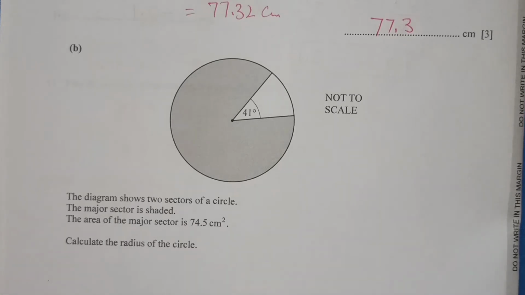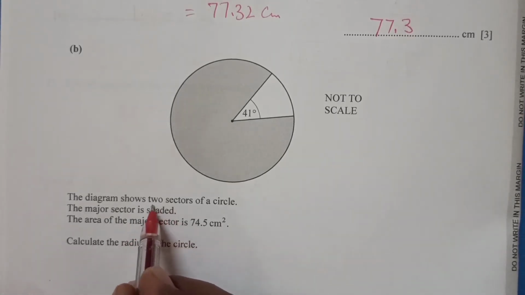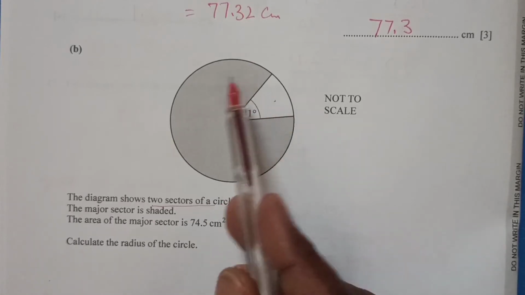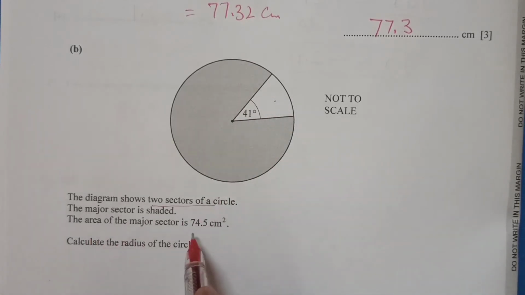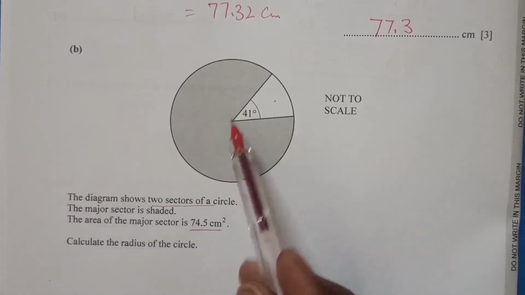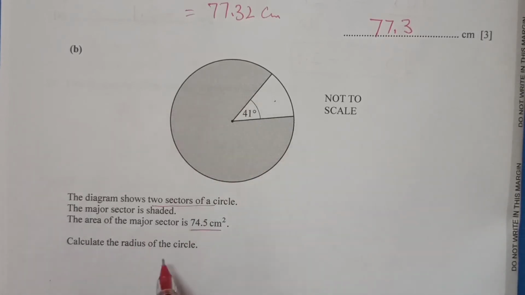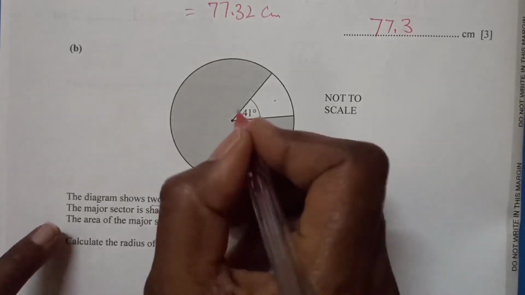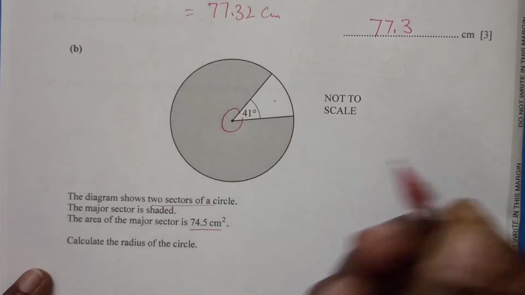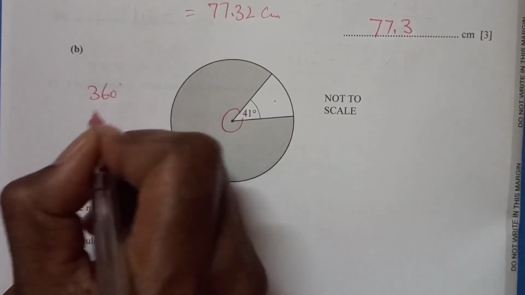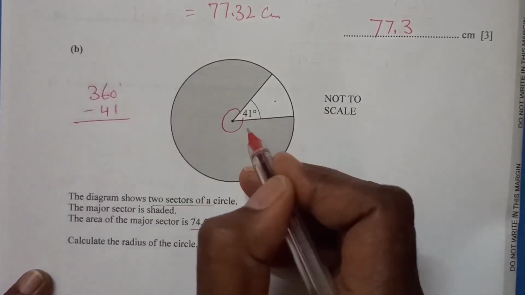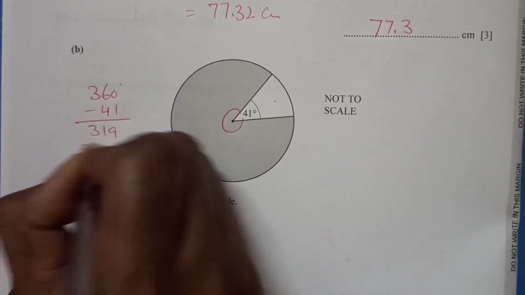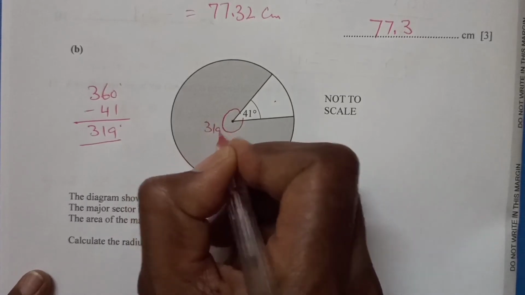We have some shaded part. The diagram shows two sectors of a circle. We have two sectors. This is minor and this is major. The area of the major sector is 74.5. This shaded part. Calculate the radius of the circle. So again we need to know this angle, right? So this will be 360 minus 41. 360 minus 41, this is 319 degrees. Okay, so this one is 319.